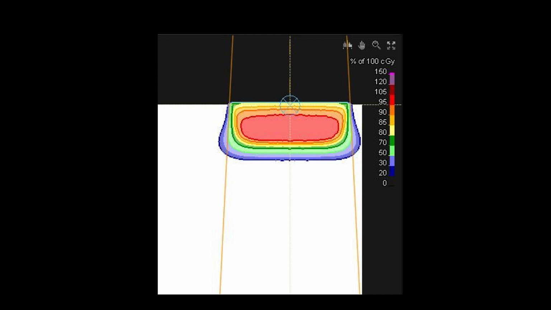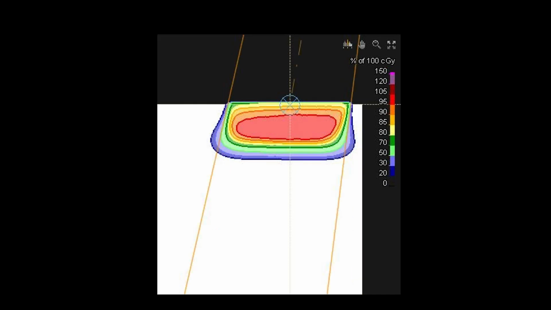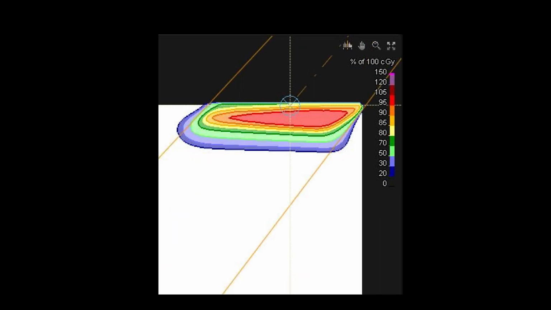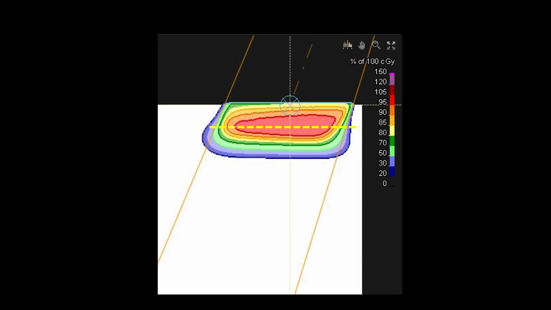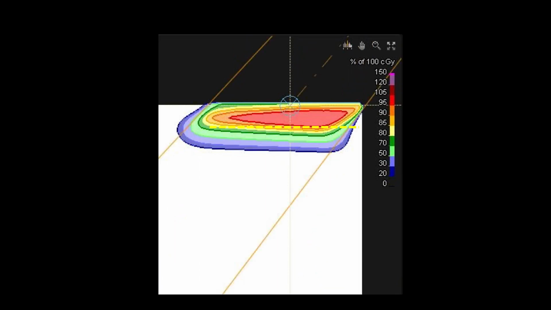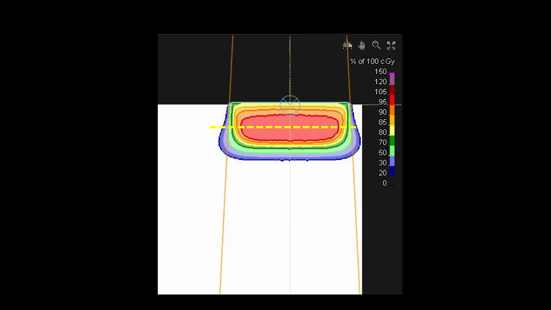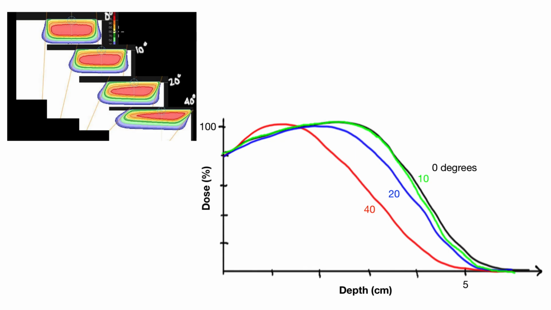Now let me look at what happens when I change the angle of the beam here. So 10 degrees here, 20, 40. And you'll see the isodose lines change shape. They shift and move and distort. Might be a little clearer if I draw a little line here, and then you can see how it moves. You'll see the isodose lines are getting pulled closer to the surface, and they're also hotter on the side where the angle is sharper.